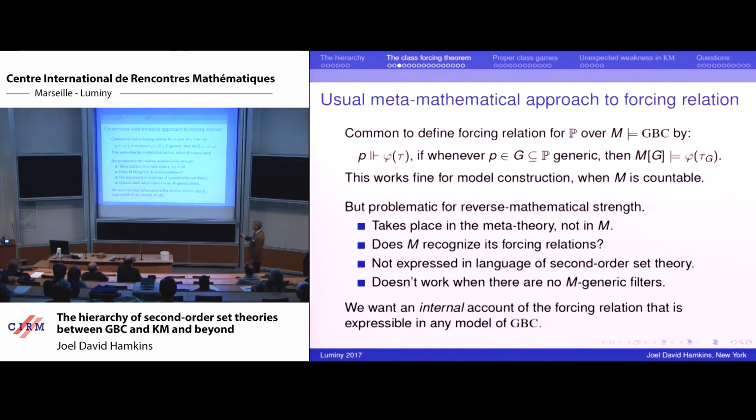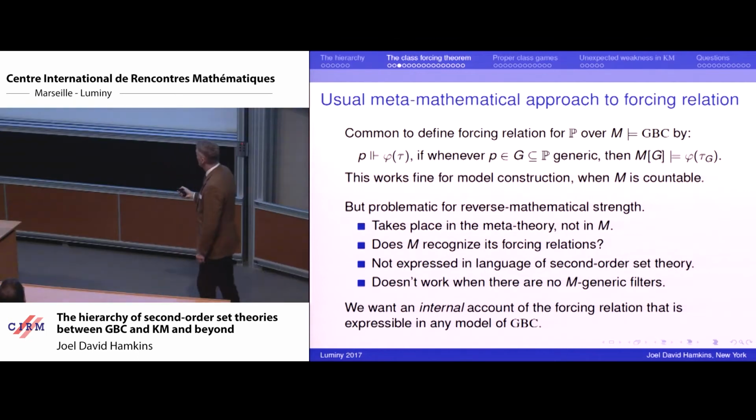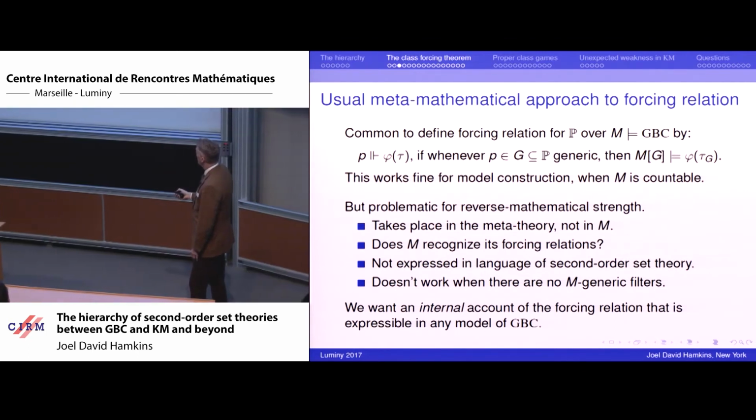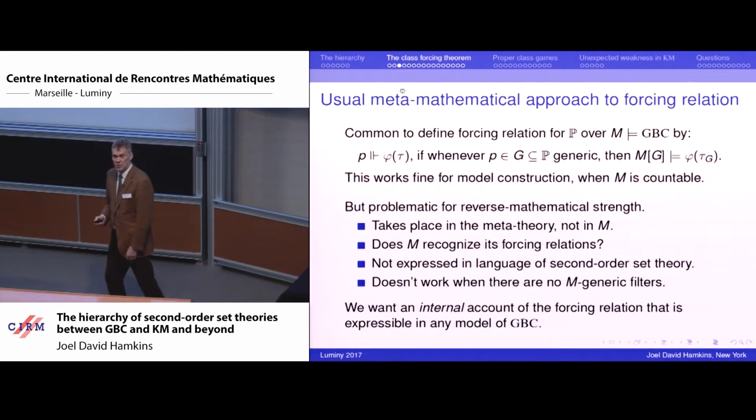But this kind of way of defining the forcing relation is problematic for the problem of finding the reverse mathematical strength because it's not asserted in the right language. This is not a statement inside M. So this definition takes place in the meta theory, and even if the forcing relation is a class in M, it's not so clear at first maybe whether M can know that. Can it recognize its forcing relations? And also it doesn't work with uncountable models or in situations where there aren't any M generic filters, because then this is vacuous. If there aren't any G, then this definition doesn't work.